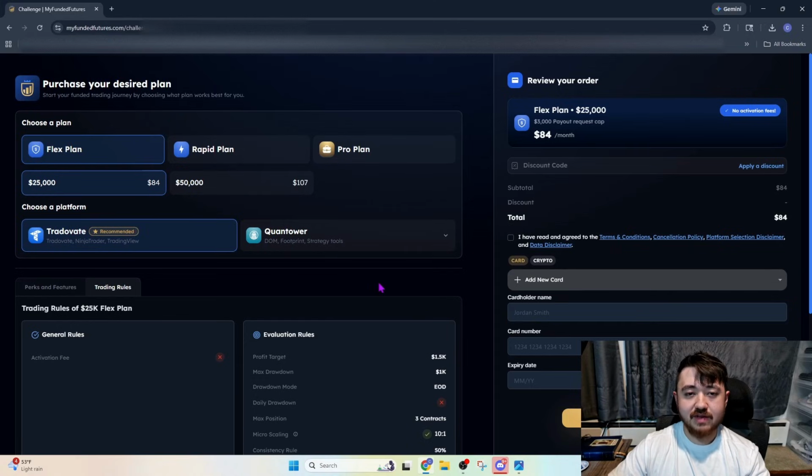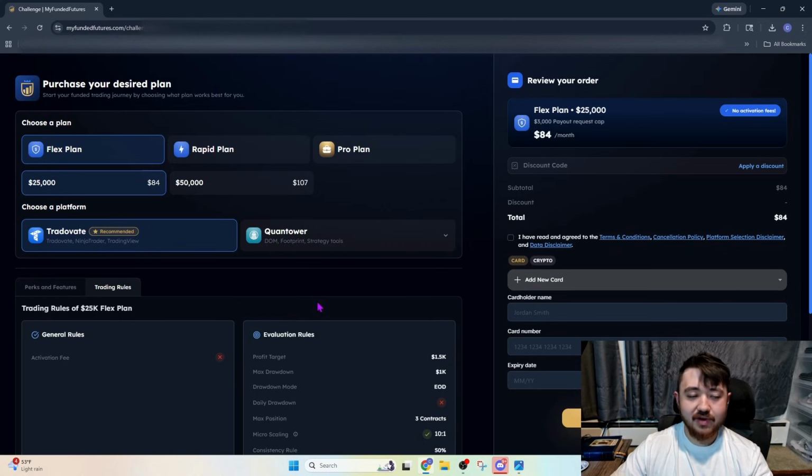So it's basically the same thing, but you can have bigger payout caps, and you can have an instant funded account if you pass the same day. So let's say you pass on a Monday, like you hit the profit target and all that, and you're under the 50% consistency rule, you can activate it same day right away, and you can trade your funded account that same day, which is pretty nice.